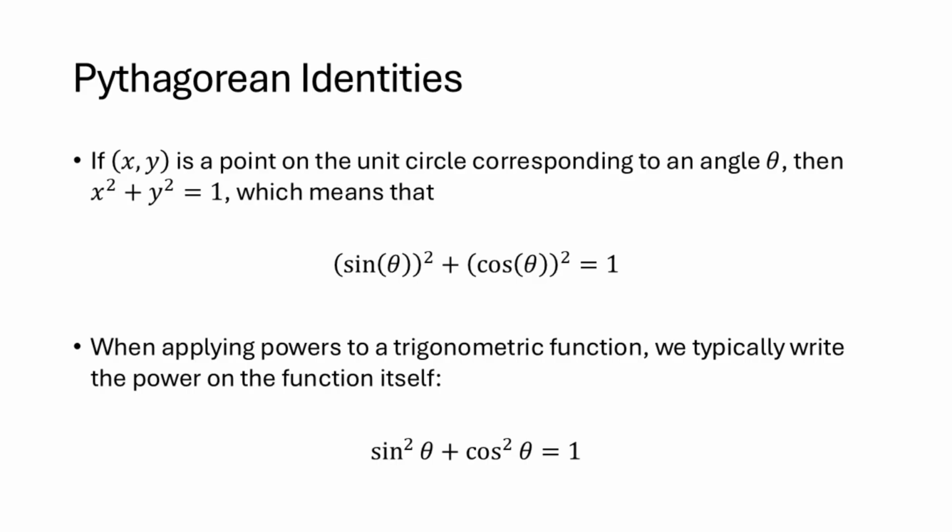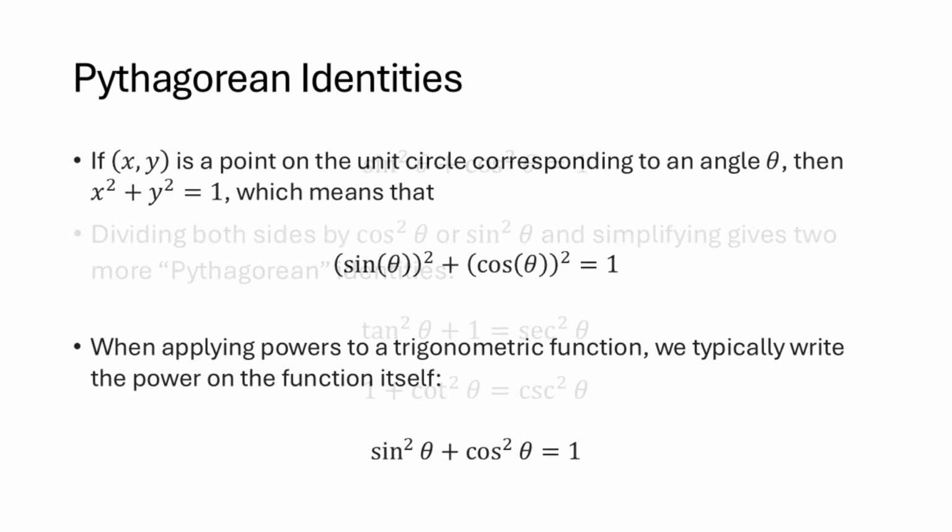If x, y is a point on the unit circle corresponding to an angle theta, then x squared plus y squared equals 1, and that means that sine of theta squared plus cosine of theta squared is going to equal 1. And typically when we have powers of trig functions, we'll write the exponent on the function itself. So we'll write that as sine squared theta plus cosine squared theta equals 1. But these two equations say the same thing.